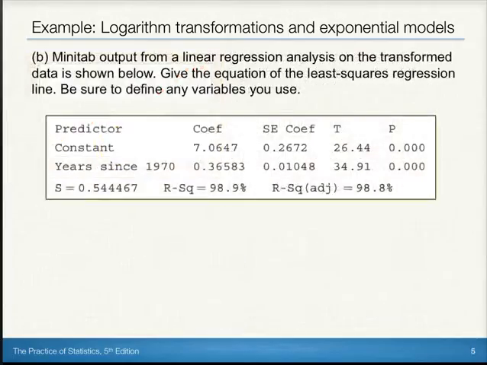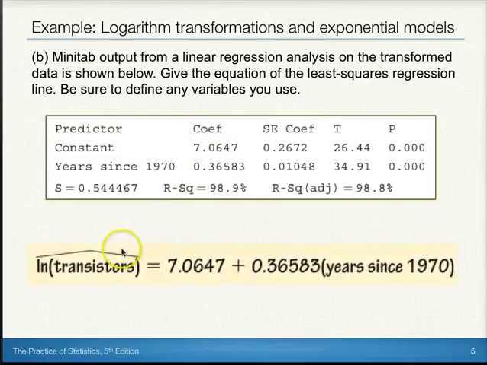Now, Minitab output from a linear regression analysis on that transformed data is shown here. Let's give the equation of the least squares regression line and be sure to define any variables we use. Now recall in Minitab output, when we want to write the equation of a least squares regression line, we look at the column labeled coefficient. That should give us the information we need.